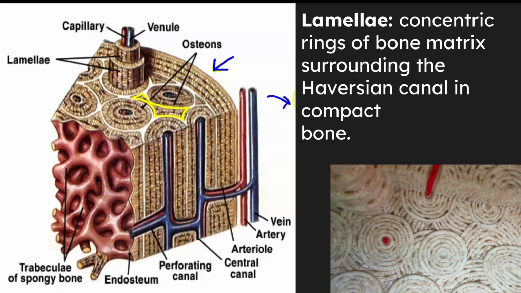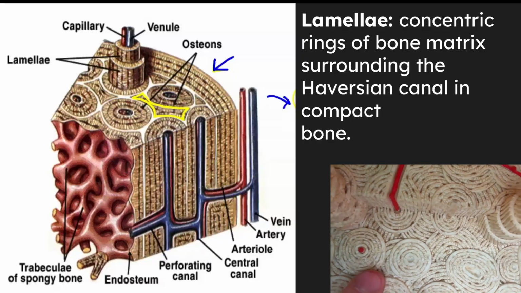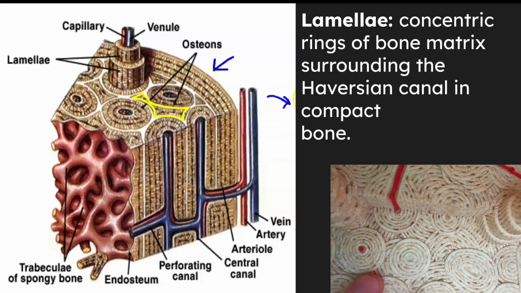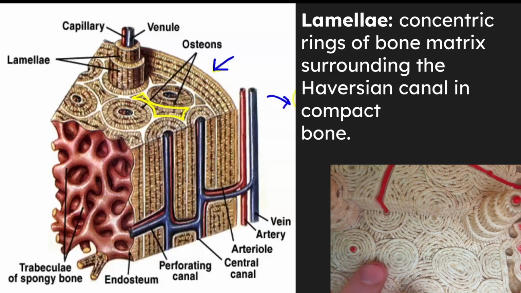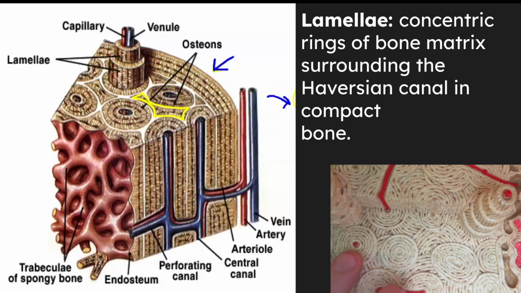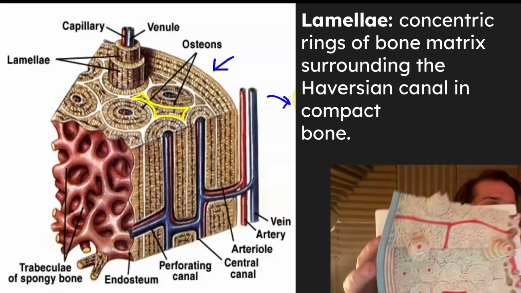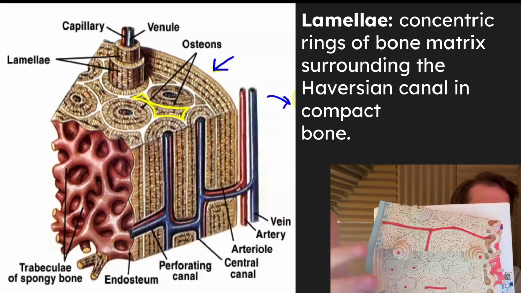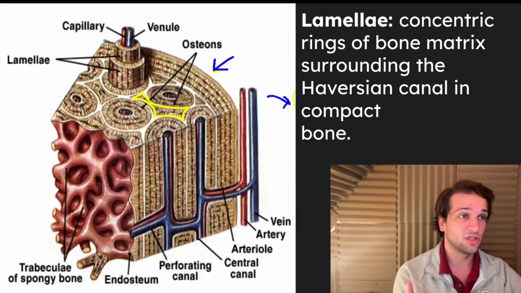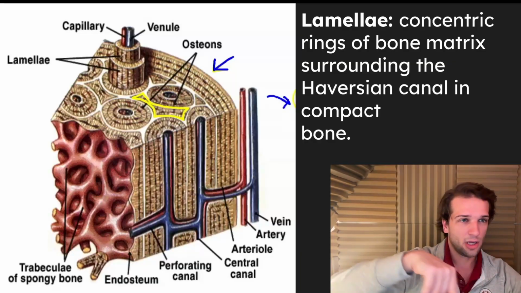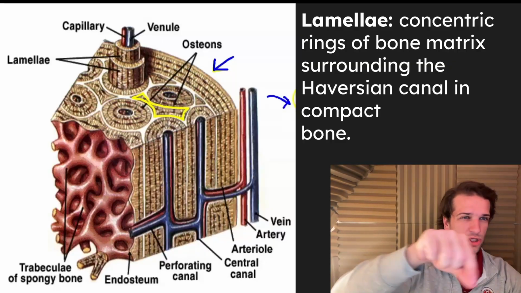These rings are called lamella. Every one of the rings is a lamella. So you might have 1, right, 2, 3, 4, 5, 6, all the way going into the center here. But basically, those rings are just rings of osteocytes, so rings of living cells in little lacuna caves that go around in a circle, right?